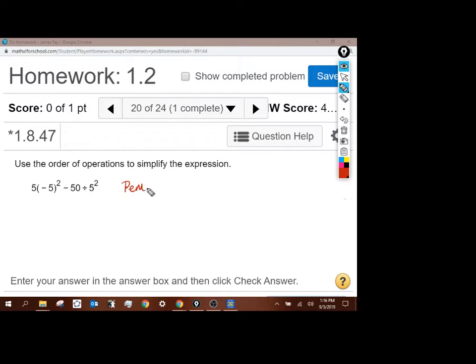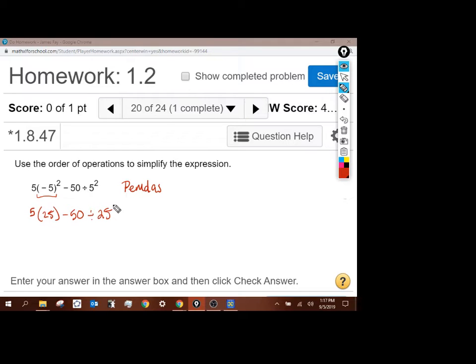All right, so what do you have to do first here? Go ahead. Exponents, good. Okay. And here's the situation where, because that is in parentheses, we need to square the negative, right? So negative 5 times negative 5 gives you 25. Good. So 5 times 25 minus 50. Divided by, what's that going to be? 25 as well. So when you're doing exponents, you can kind of do them all at once if you feel comfortable doing that.